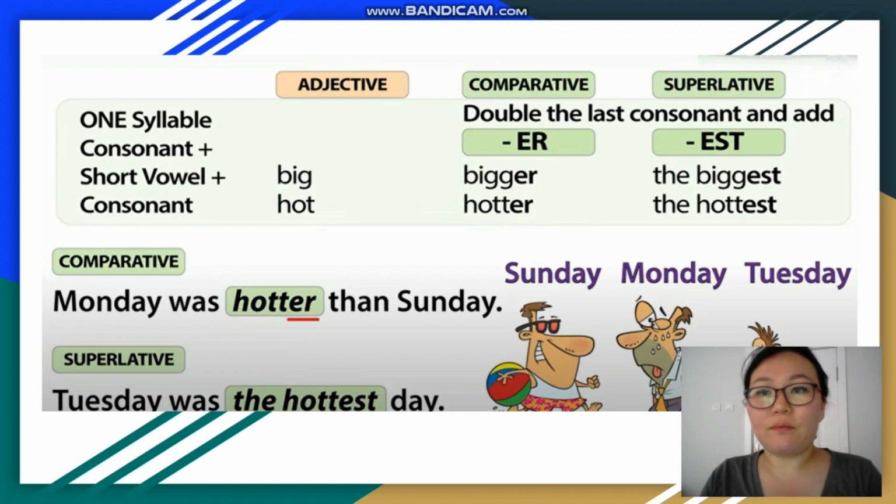Next, look at the weather on these three days: Sunday, Monday, and Tuesday. For the comparative, we say Monday was hotter than Sunday. Sunday was hot. And when we use the superlative, we say Tuesday was the hottest day.